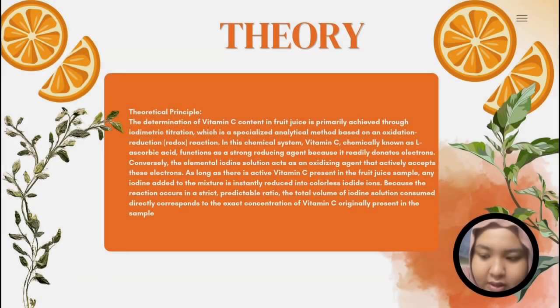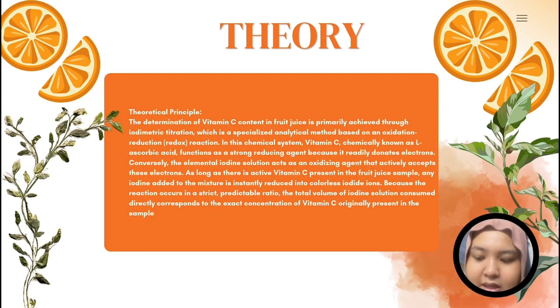The determination of vitamin C content in fruit juice is primarily achieved through iodometric titration, which is a specialist analytical method based on oxidation-reduction (redox) reaction. In this chemical system, vitamin C, chemically known as L-ascorbic acid, functions as a strong reducing agent because it readily donates electrons. Conversely, the elemental iodine solution acts as an oxidizing agent that actively accepts these electrons.